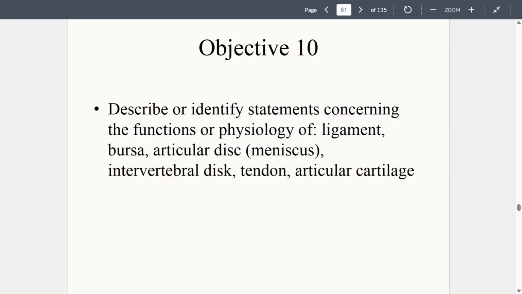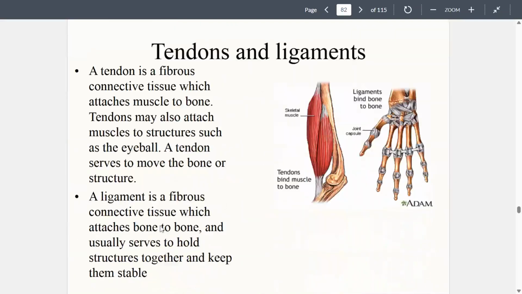All right, so here we are going to discuss some specific structures found within joints, starting with tendons versus ligaments. Now, we will be asking this question on the exam. So, what is the difference? They're both fibrous connective tissues. They're both going to connect things.